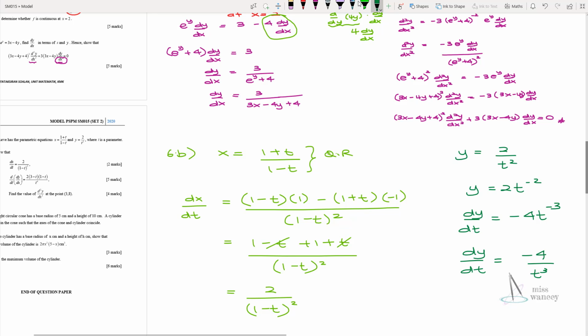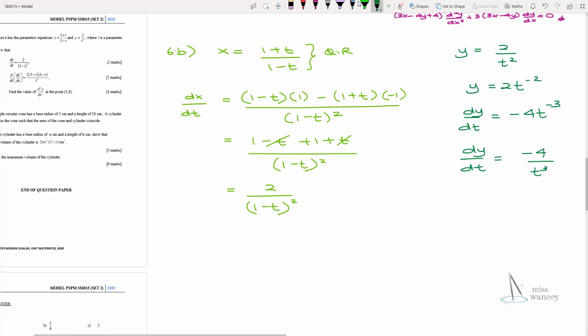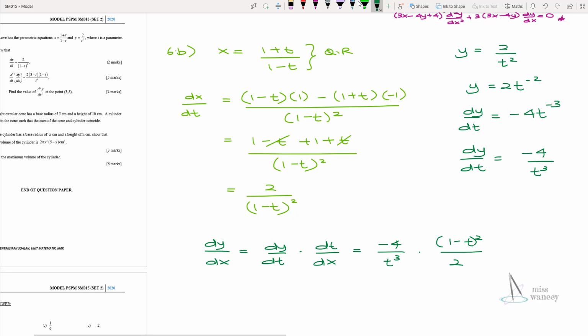Okay, so now let us find out dy over dx. So this is dy over dt times dt over dx. dy over dt is negative 4 over t cubed, multiplied by 1 minus t square over 2. So cancel out, you have negative 2. So we got negative 2, 1 minus t square over t cubed.